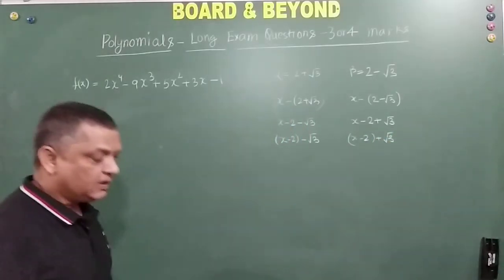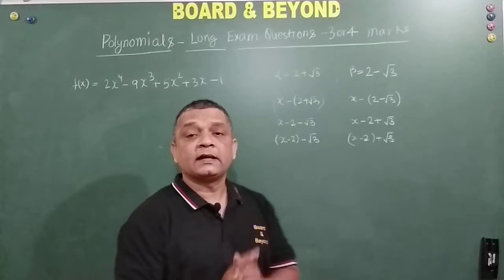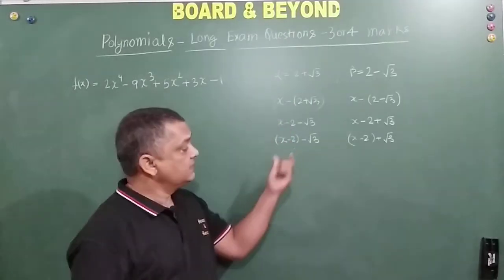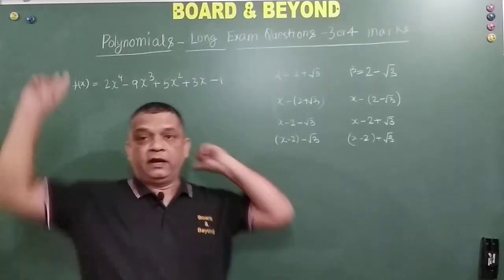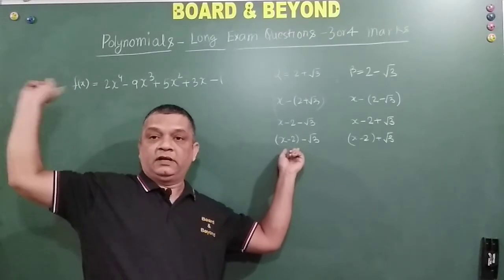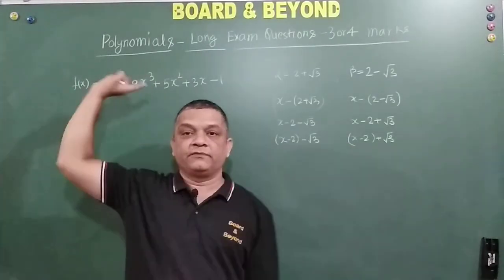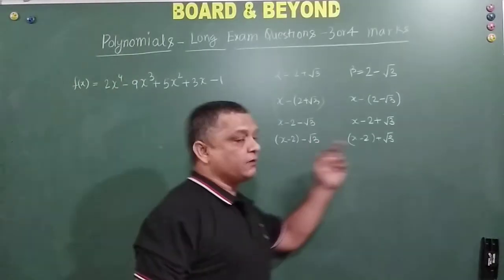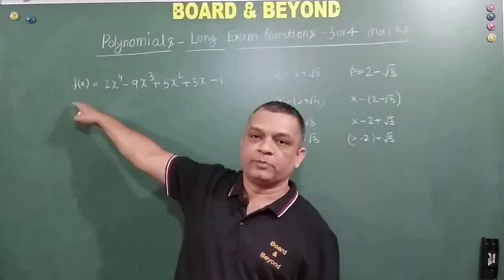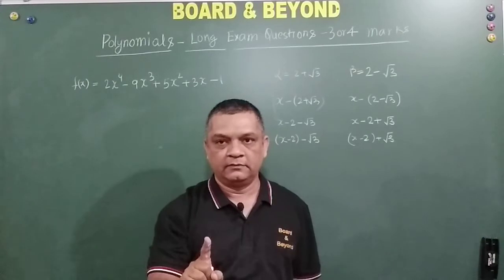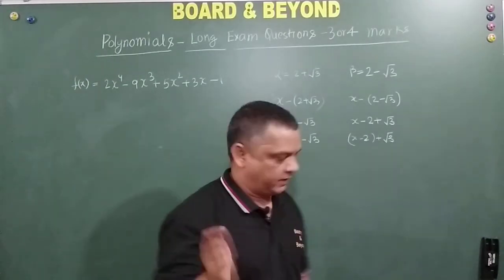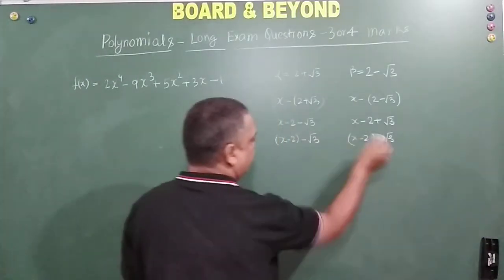Now, what we have learnt in earlier classes is that if this is an independent factor of this polynomial, and this is an independent factor of this polynomial, then the product of these two is also a factor of this polynomial. Have we understood this? So what do we do? We multiply these two.